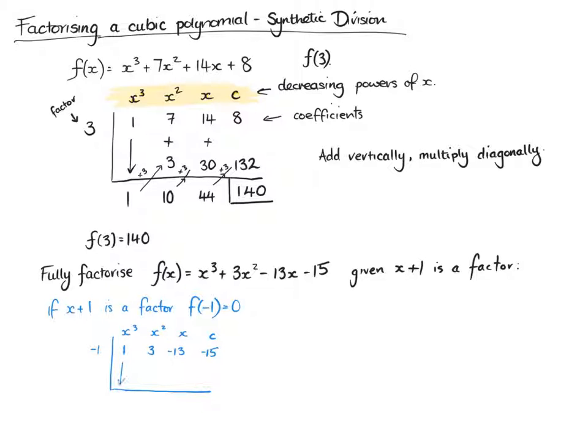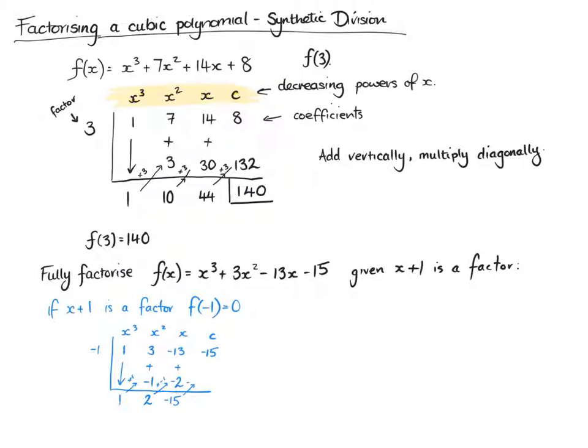We bring the first one down. We multiply, so we're multiplying this time by minus 1. So we get minus 1 in here. And then we have to add these two together. So 3 plus minus 1 is 2. Multiply that by minus 1. And we're going to get minus 2. When we add those two together, we're going to get minus 15.